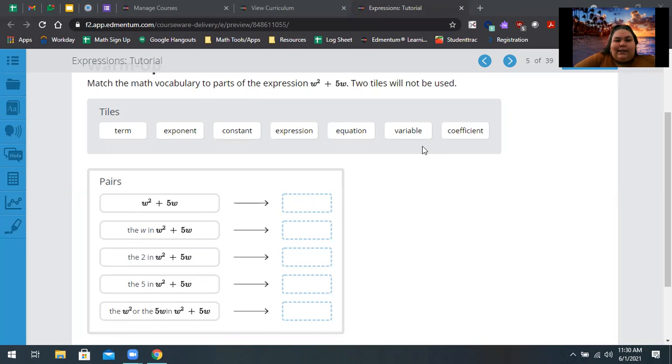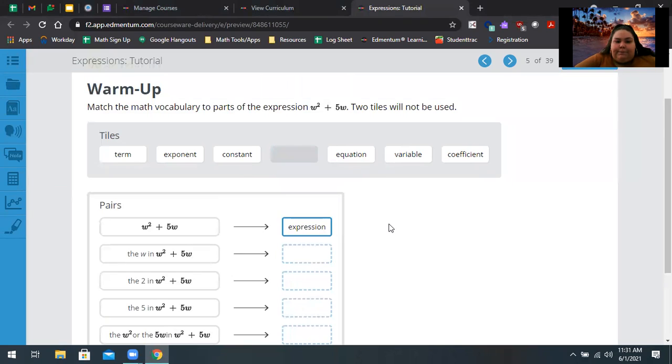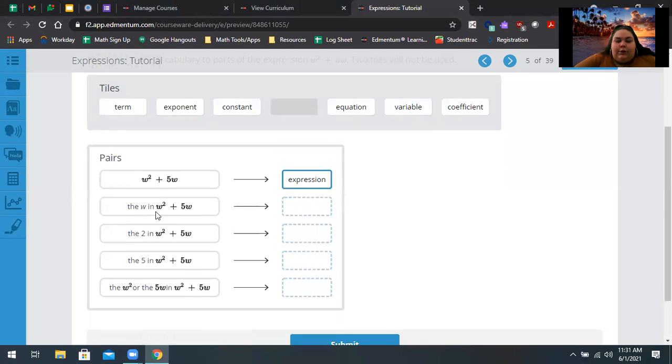Well, also, if you take a look at it, I'm horrible, but sometimes I tend to skip the directions here, but it's like, don't do that. Match the math vocabulary words to parts of the expression w squared plus 5w. So they kind of already gave you away one answer. Your w squared plus 5w is considered an expression. The w in w squared plus 5w. So what is considered the w? Remember, it's a letter, or in other words, we can call it our variable.